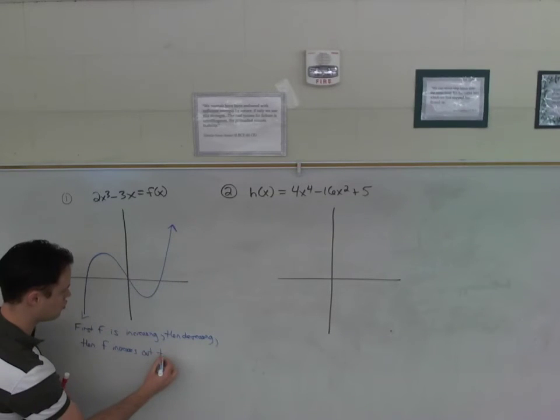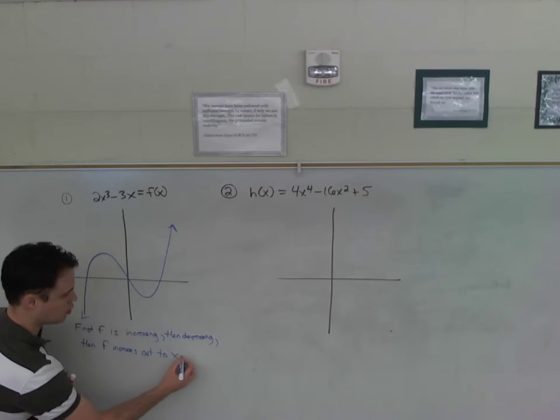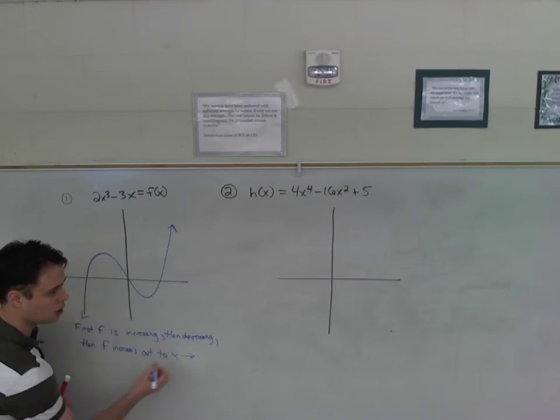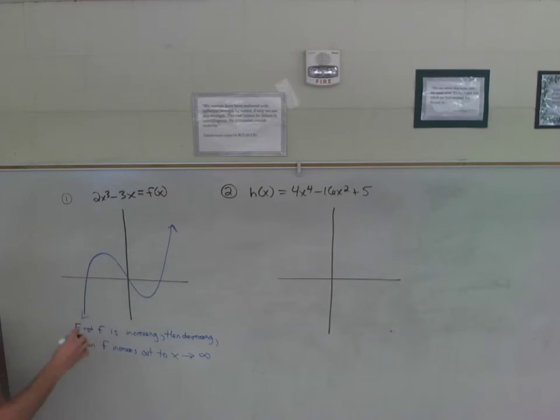Let's be a little more specific, maybe. Out to x approaching infinity, right? Because it's got an arrow. It's going to continue increasing forever after that, right? So we could be a little bit more specific, but not too much today. So I think that's good.